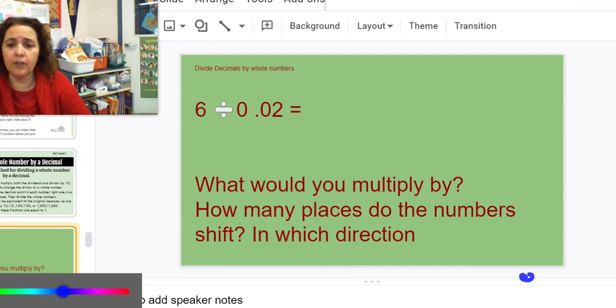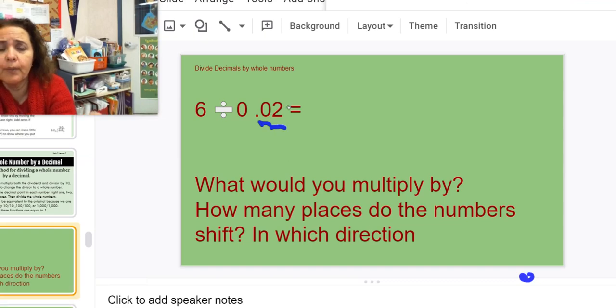Okay, so let's take a look at this one. 6 divided by 2 hundredths. Okay, what are we going to multiply by? So let's take a look at it. It's got 2 place values, so it's basically like multiplying by 100, right?